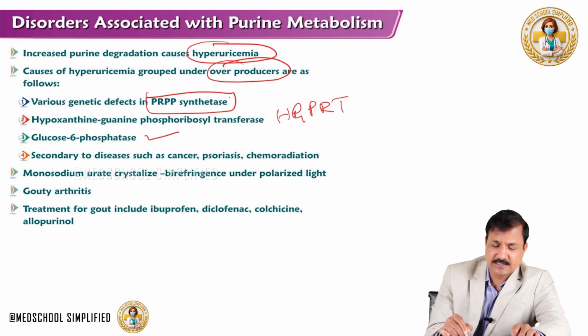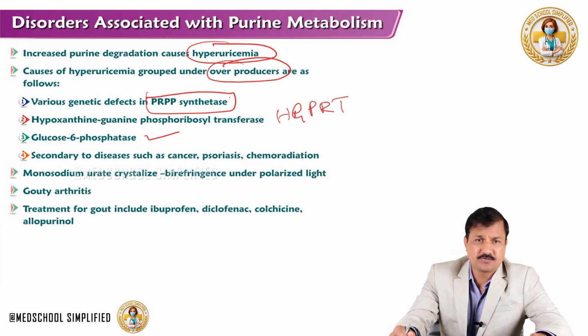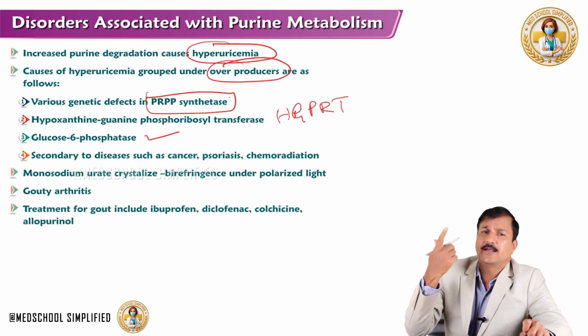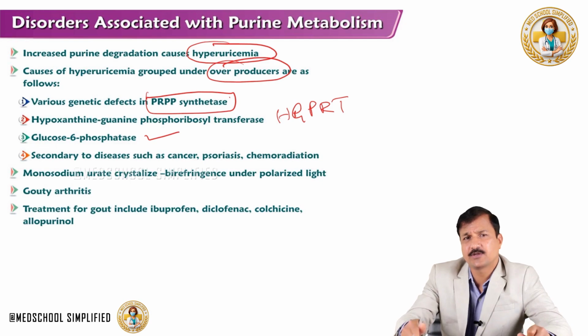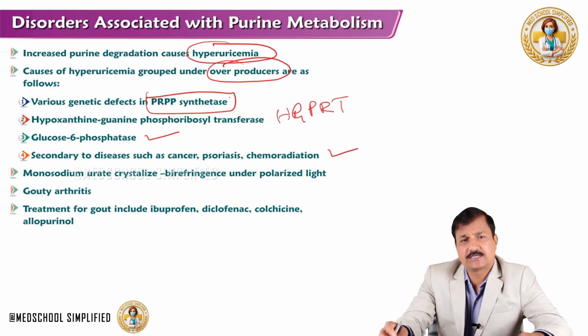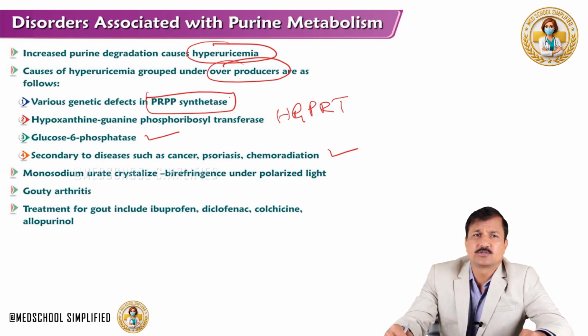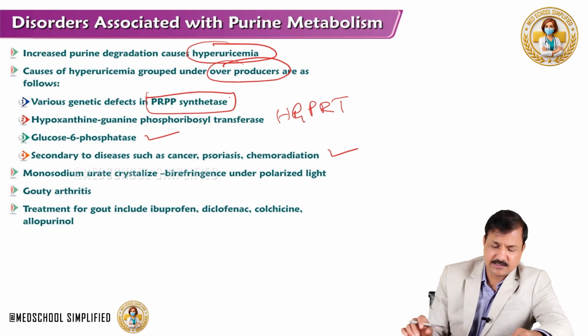Glucose 6-phosphatase enzyme deficiency is Von Gierke disease. Here, glucose 6-phosphatase is deficient, leading to glucose 6-phosphate being diverted into ribose 5-phosphate, which goes into PRPP. Elevated PRPP leads to elevation in purines, and elevated purines mean elevated uric acid, giving rise to hyperuricemia. Hyperuricemia can also be secondary to certain diseases like cancer, psoriasis, or chemo-radiation, where an increased number of cells die, leading to turnover of nucleic acid and hyperuricemia.